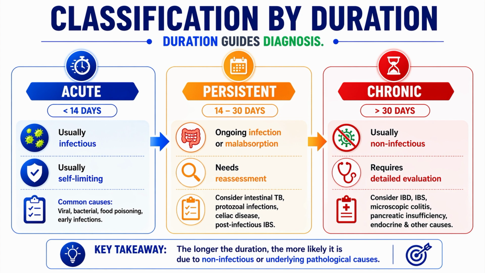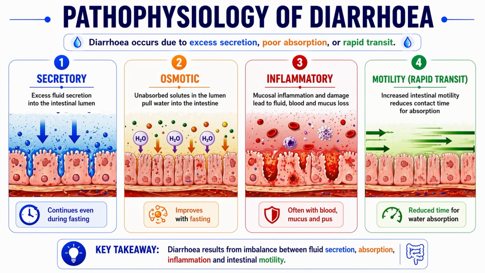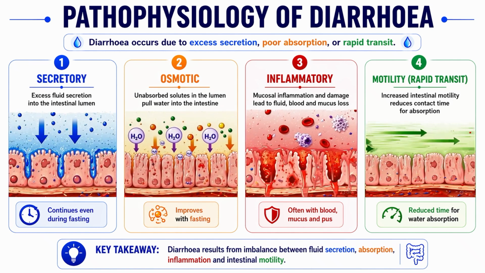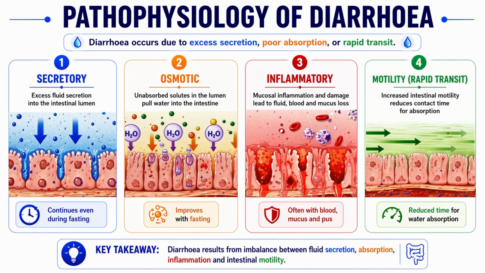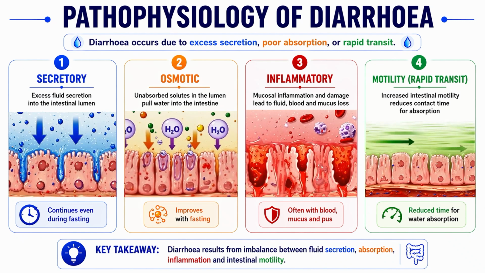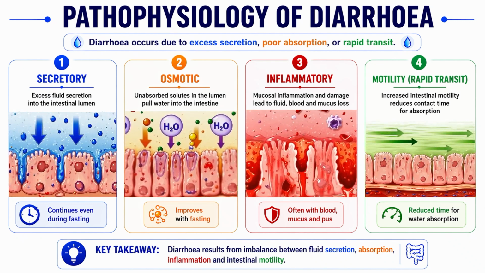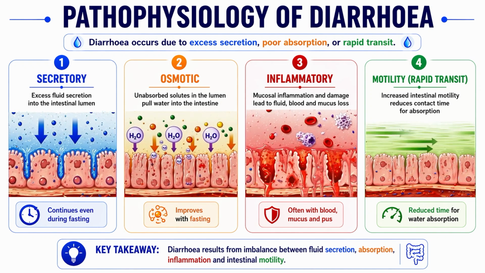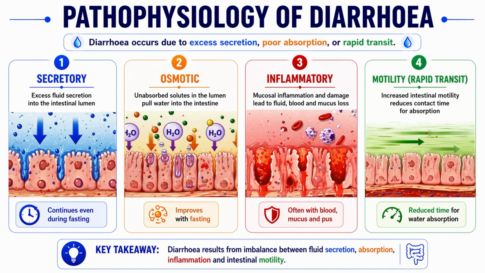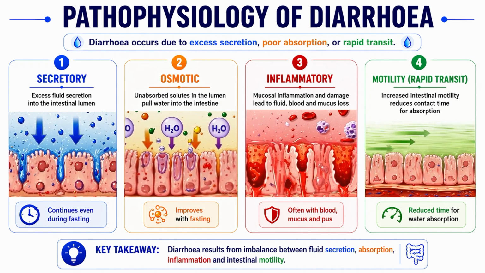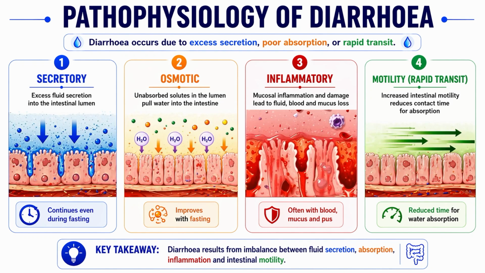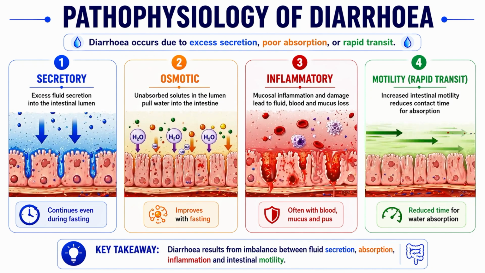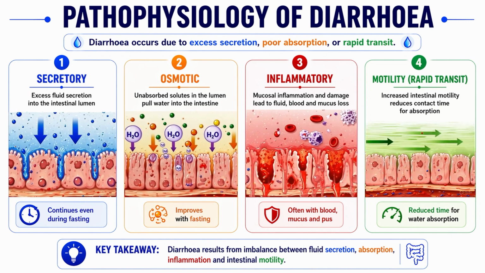But classification is not enough. To truly understand diarrhea, we need to understand its mechanism, that is, the pathophysiology. Almost all diarrhea can be explained by four fundamental mechanisms. First, secretory diarrhea. Here, the intestines actively secrete electrolytes and water even when the patient is fasting. This is typically seen in infections like cholera. So, the problem here is excessive secretion.